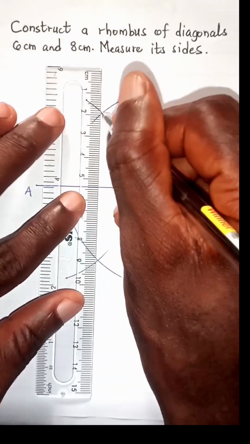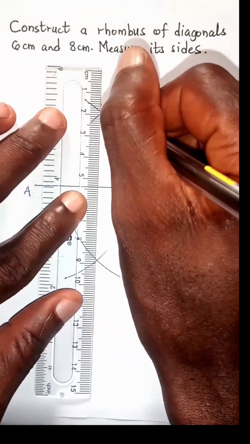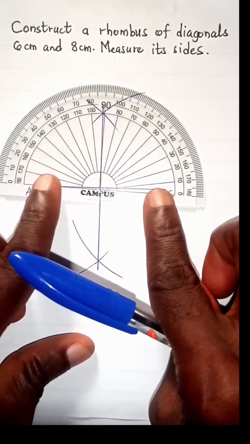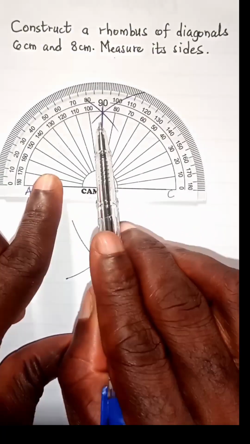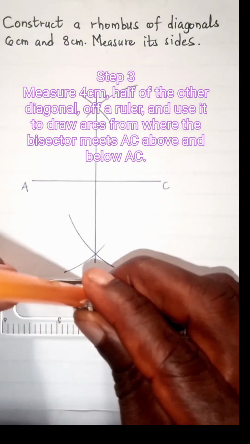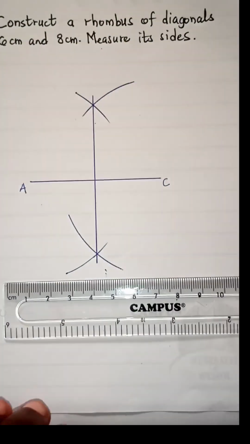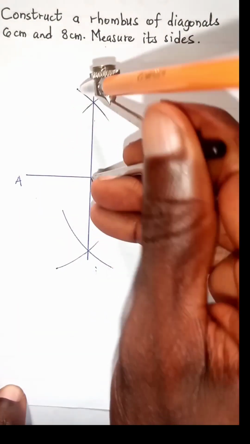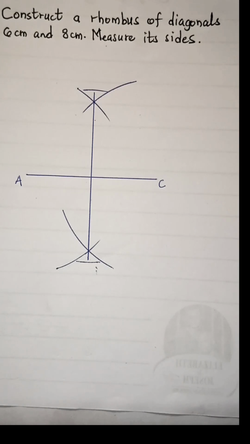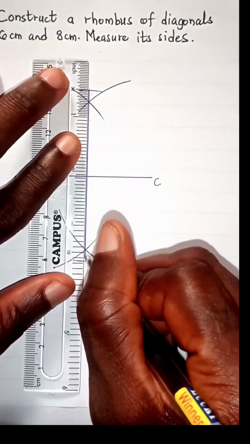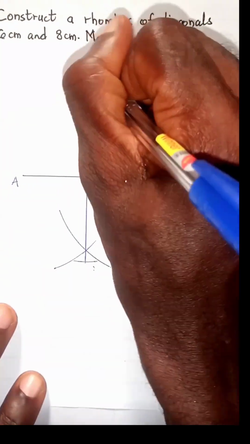So we join this bisector. Then measure it to confirm that the two lines are indeed perpendicular. Now the second diagonal is 8 centimeters, so we measure half of it, which is 4 centimeters, off a ruler. Then from where the diagonals meet, we are going to draw an arc above and below. Then join the bisector to these arcs so that we have the 4 centimeters apiece.